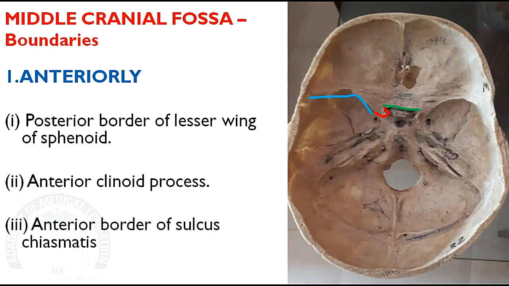Boundaries. First we will discuss the boundaries, that is the anterior boundary. It is formed by the posterior border of the lesser wing of the sphenoid bone, the blinking line you are seeing. Then there are the anterior clinoid processes and the anterior border of the sulcus chiasmatis. This is the anterior border of the sulcus chiasmatis, these are the clinoid processes, and this one is the posterior border of the lesser wing of the sphenoid bone. All three structures combine to form the anterior boundary of the middle cranial fossa.